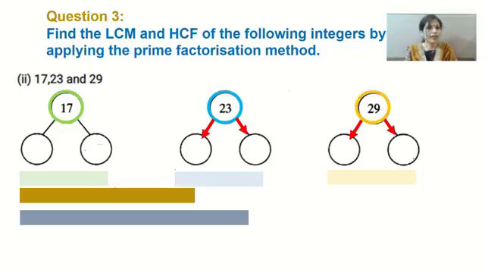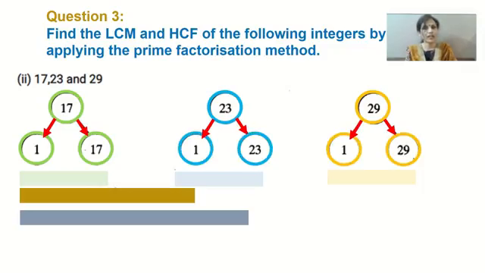So let's start factorizing. 17 being a prime number, and the same 23 is also a prime number, and 29 also a prime number. So the factors of 17 are 1 into 17. Then the factors of 23 are 1 into 23, and the factors of 29 are 1 into 29. So we have written the factors like that.